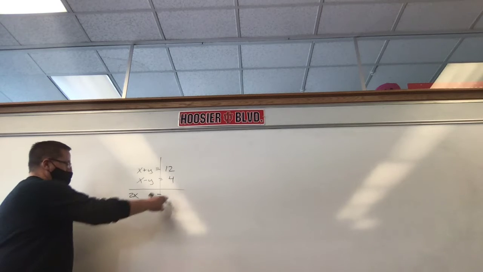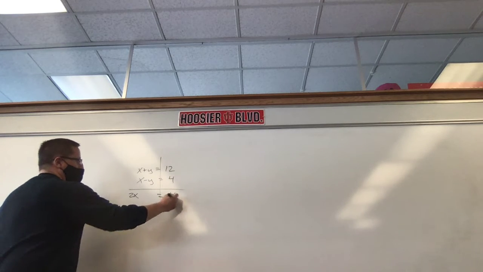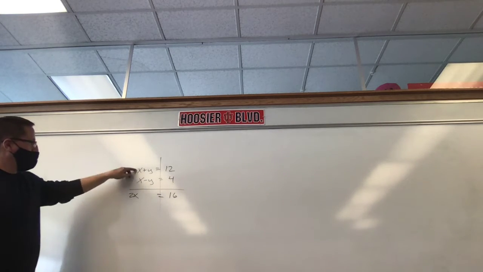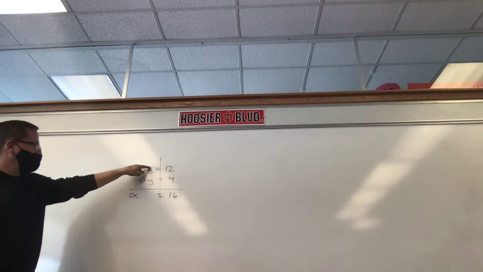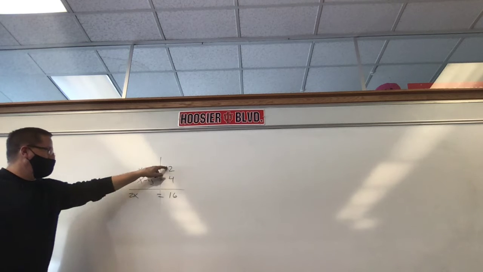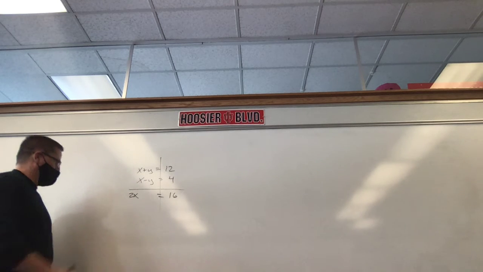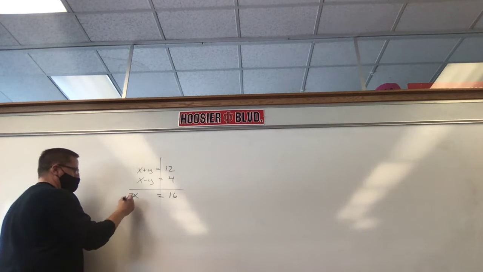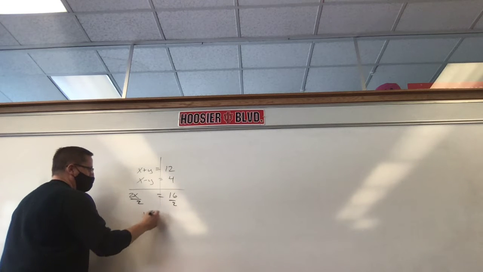What am I gonna write over here? Nothing. I gotta write something here. 16. Where'd you get 16 from? What did I do here? Adding. But why didn't I write anything there? Because they cancel, and then I added, 2x equals 16. So then divide by 2. You get x equals 16 divided by 2, which is 8.